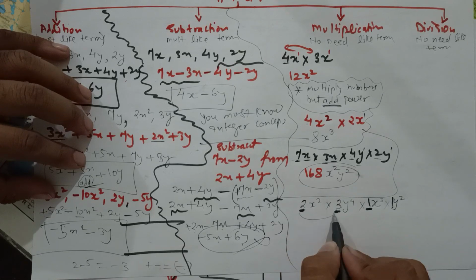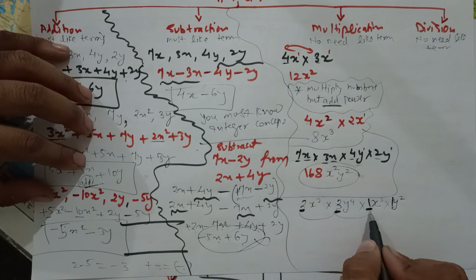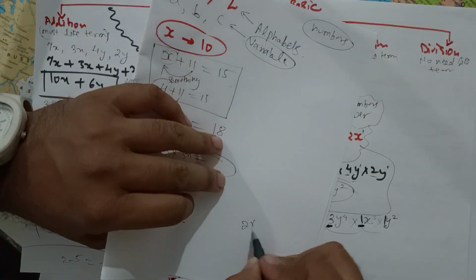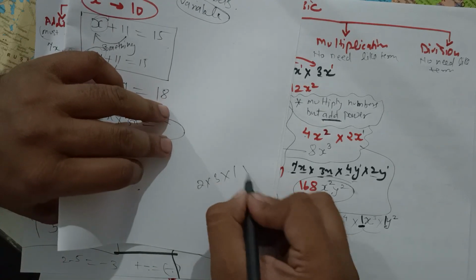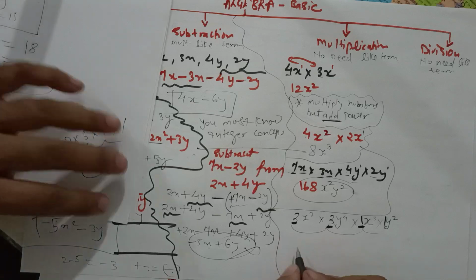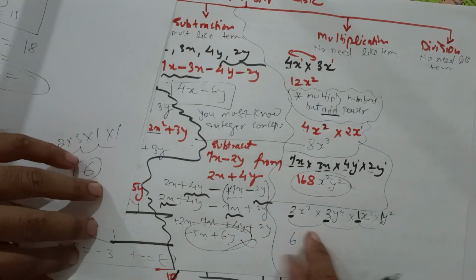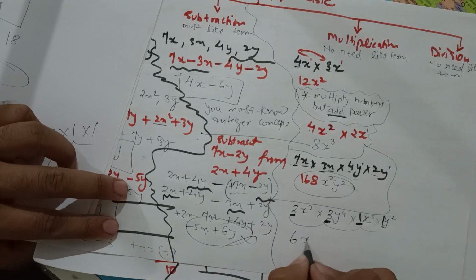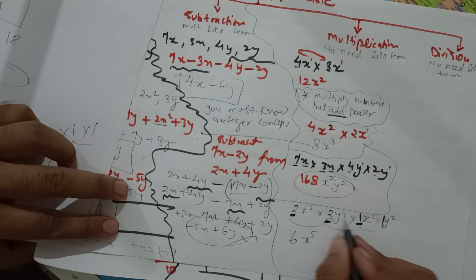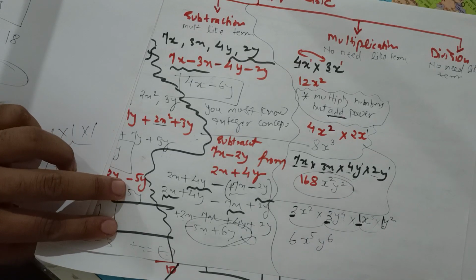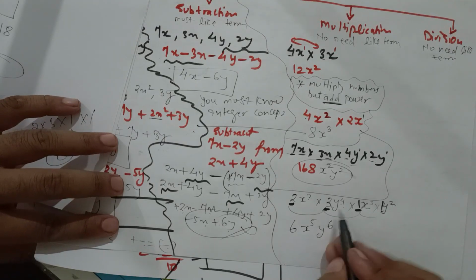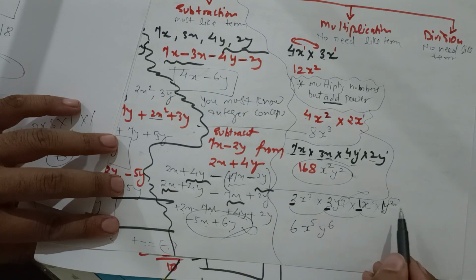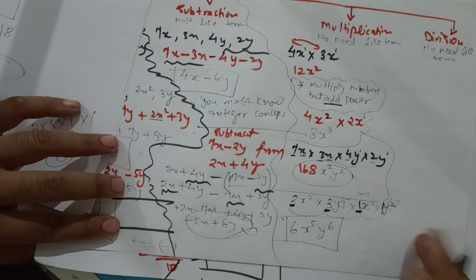In rough you can do 2 into 3 into 1 into 1: 2 3s are 6, 6 1s are 6, and again 6 1s are 6. So 6. Now add the powers of the variables. Here x is 2 and 3, so x to the power 5. Here y is 4 and 2, 4 plus 2 is 6, y to the power 6. Sometimes kids get confused: they multiply the numbers as well as the powers, which is wrong. Power should be added only. So this is the final answer.